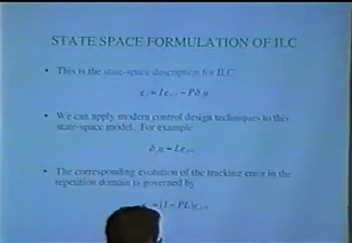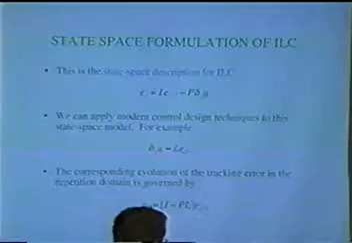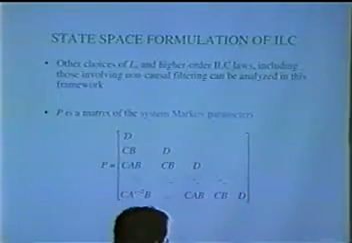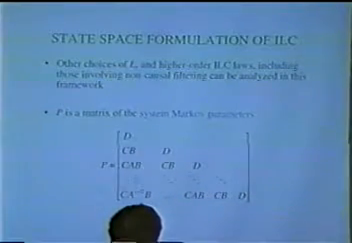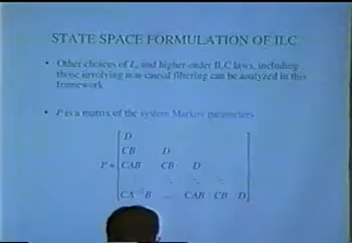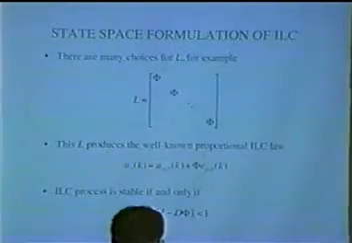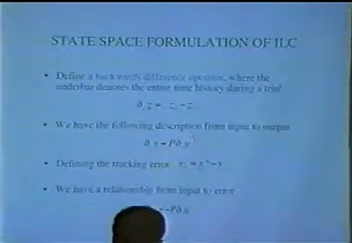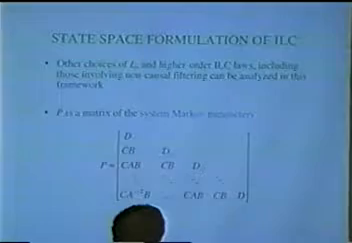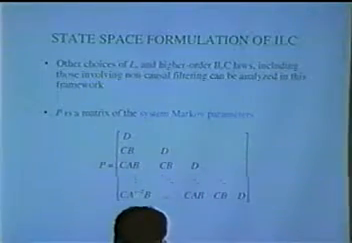So immediately you can see a whole universe of control laws you can think of for designing learning controllers. There are plenty of papers that tell you how to pick that L. Other choices of L, including higher order ILC control laws and those involving non-causal filtering, can be analyzed in this framework. It's a very general framework, and in this framework, the relevant matrix is the P matrix, because del E is P minus PL del U. The P matrix looks like this: D, D, D, D, and CB, CB, CB, CAB. It's a Toeplitz matrix of the system Markov parameters.